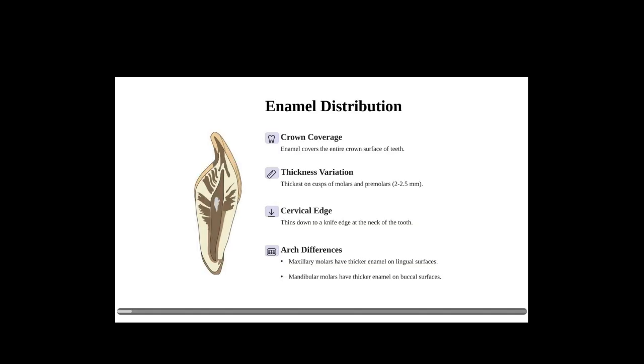Enamel covers the entire crown surface of teeth, with thickness varying significantly. It is thickest on the cusps of molars and premolars, measuring 2.5 millimeters, and thins to a knife edge at the cervical region. Notably, maxillary molars have thicker enamel on lingual surfaces, while mandibular molars are thicker on buccal surfaces.